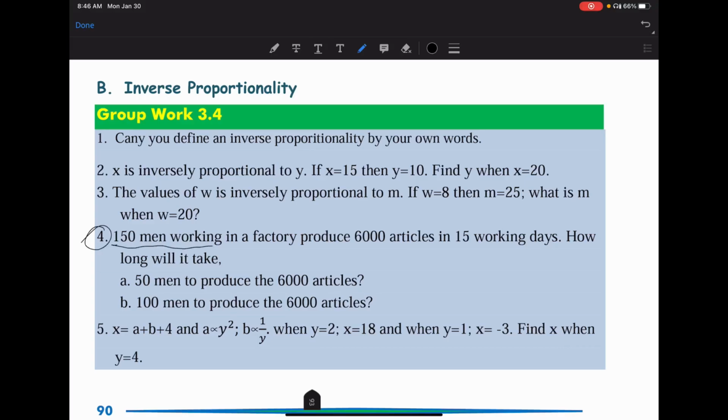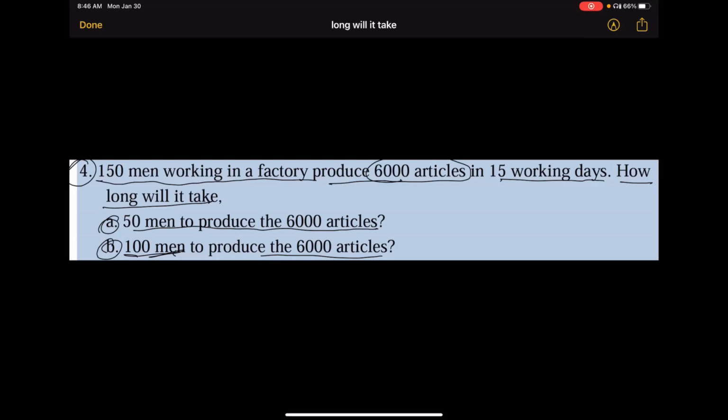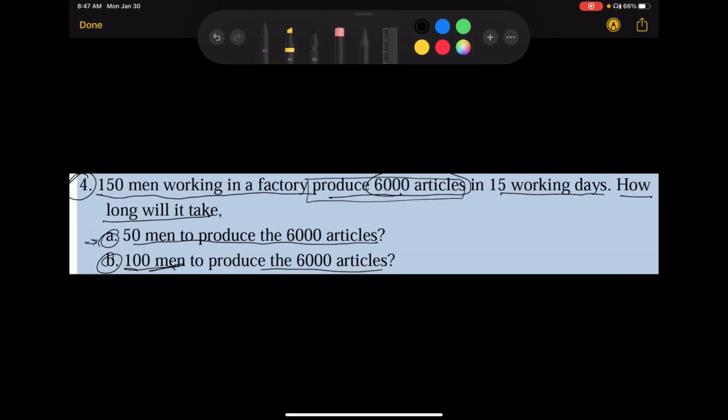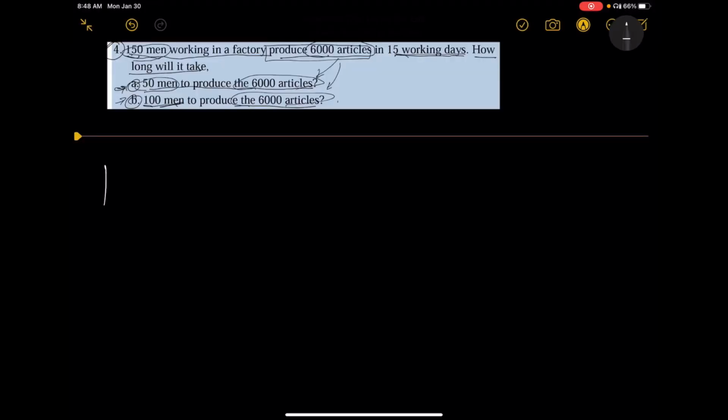Let's try the fourth question. 150 men working in a factory produce 6000 articles in 15 working days. How long will it take A, 50 men to produce the 6000 articles, and B, 100 men to produce the 6000 articles? What we need to notice here is that the job is the same, producing 6000 articles. Whether there are 150, 50 or 100 men, they are still doing the same job, so we don't need to worry about the job. What we need to figure out is: if 150 men took 15 days, how many days would 50 men take?